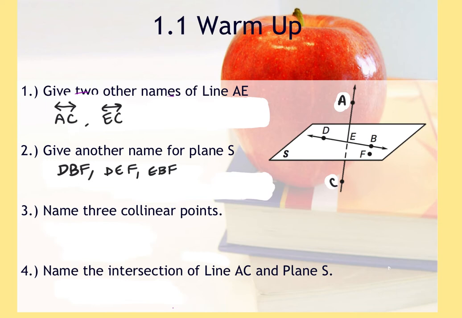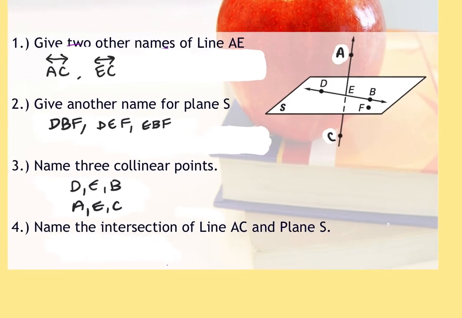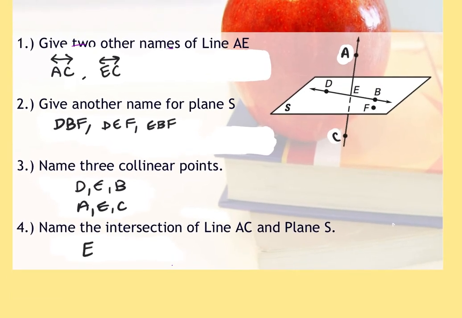Which answers number 3. Name 3 collinear points. D, E, and B are collinear. What else is collinear? A, E, and C. Good. 4, name the intersection of line AC and plane S. Where do they meet? At E, which you could write the word point E, or you could literally just put E because that means the same thing.